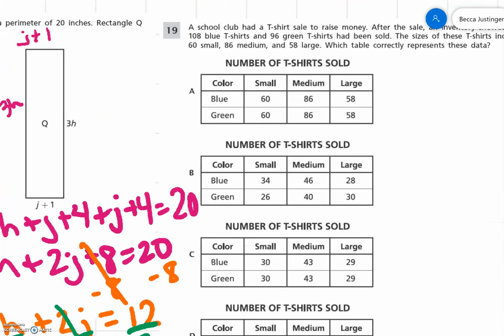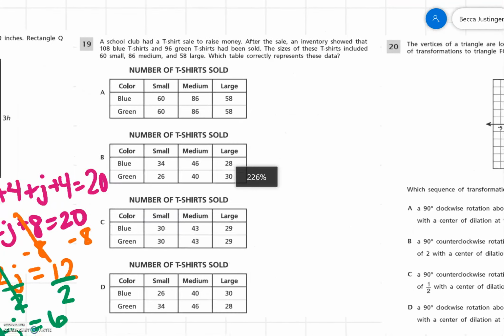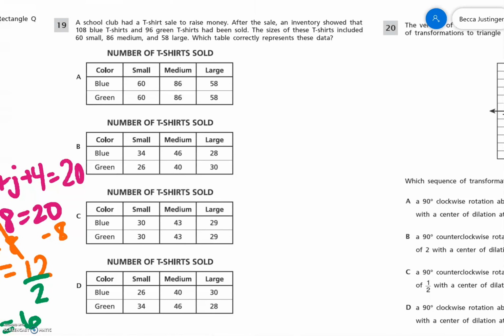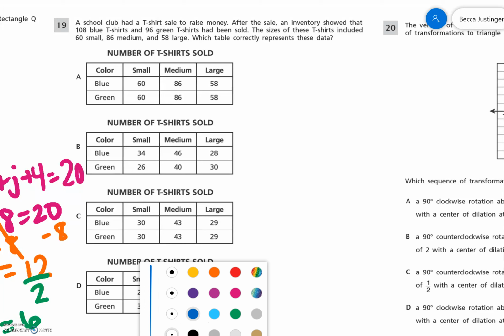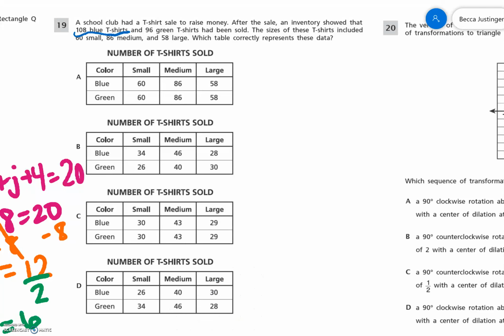The next question. A school club had a t-shirt sale to raise money. After the sale, the inventory showed that 108 blue t-shirts and 96 green t-shirts had been sold. The sizes of the t-shirts included 60 small, 86 medium, and 58 large. Which table correctly represents this data? The important part is that there were 108 blue t-shirts, 96 green t-shirts. So we need to go through and see what the totals are to see which ones give us that.